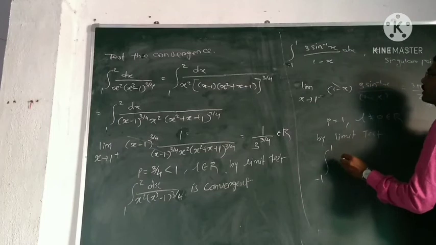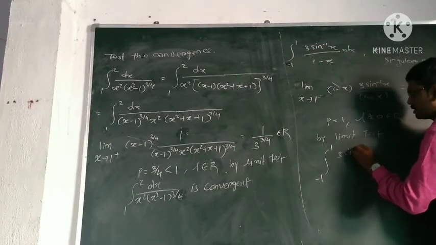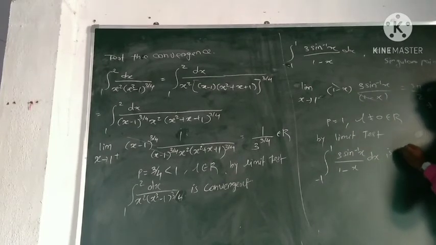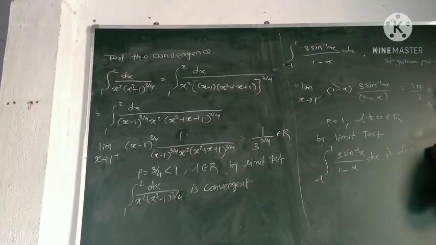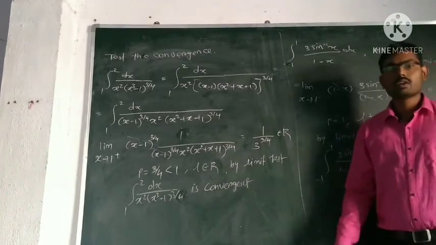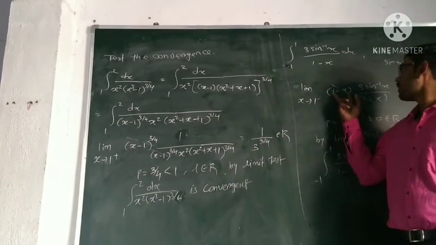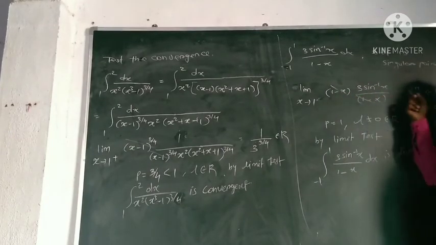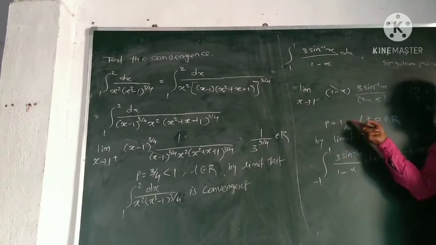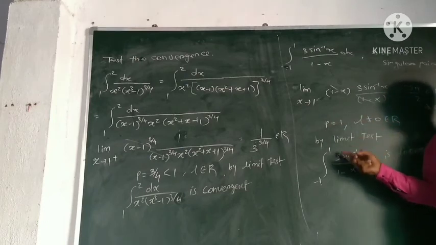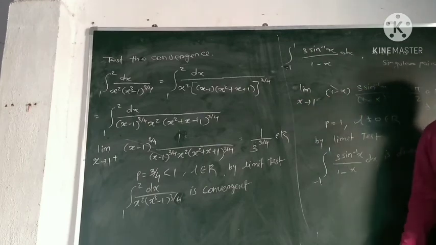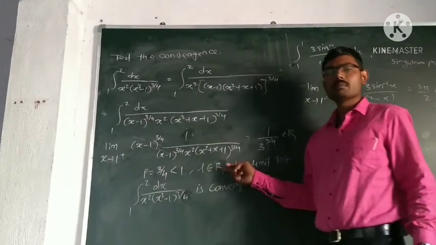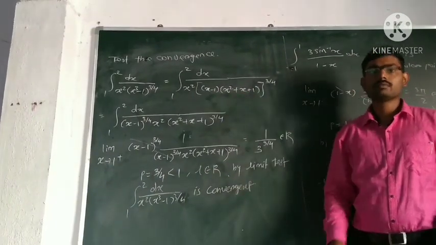The improper integral from minus 1 to 1 of 3 sin inverse x upon 1 minus x is divergent, by limit test. Because the second part of the limit test suggests that if p is equal to 1 and the limit of (x minus a) raised to power p, here p is equal to 1, into f of x is a non-zero real number, then the integral is divergent. So here power p is equal to 1 and the limit is a non-zero real number. The second part suggests that the integral is divergent.